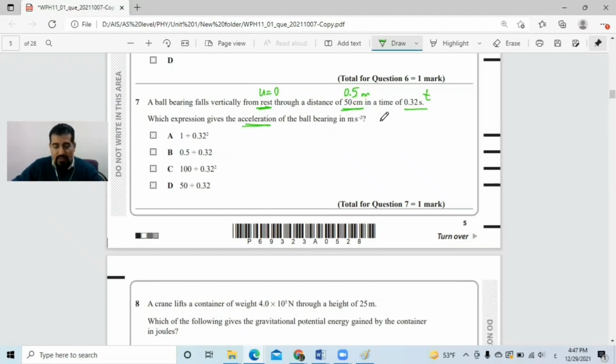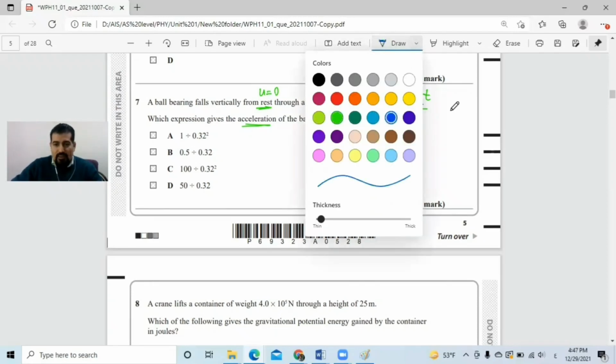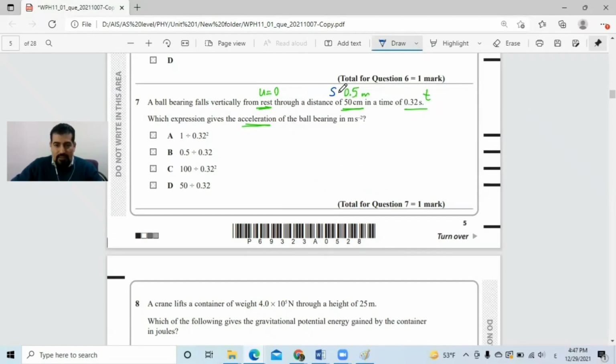They ask about the acceleration. So what do I have here? I have U, I have S, and they give us the time, and they ask about the acceleration. That means the equation that doesn't have V. So that equation will be S equals UT plus half AT squared. So S, which is 0.5, equals UT, which is 0, plus half acceleration times 0.32 squared.